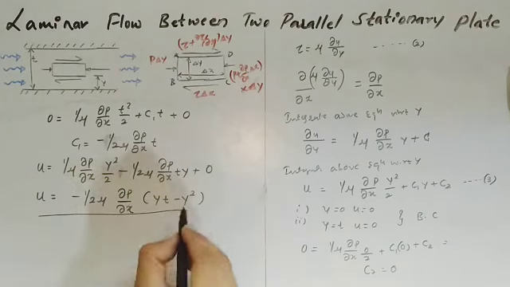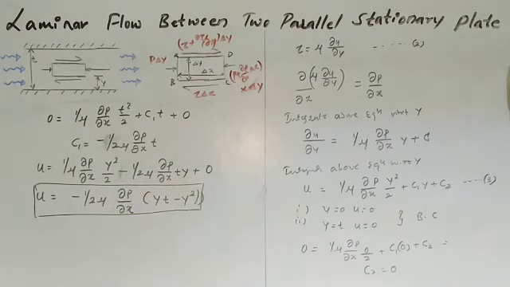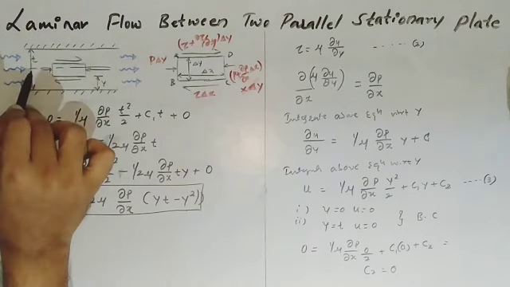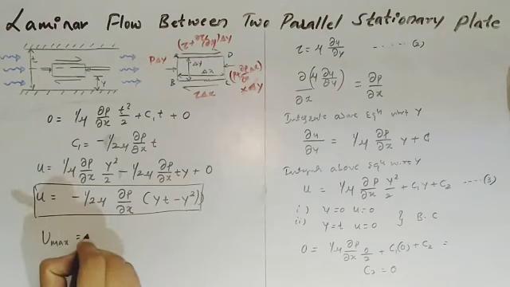Now this is our velocity distribution or velocity equation for the laminar flow between the two parallel stationary plates. Okay, now let us obtain the maximum velocity. We already know that the maximum velocity will be at the center of pipe, at the center of flow. So at the center means it will be t by 2. So for u max, that is maximum velocity, will be at t by 2. Let us calculate that one.